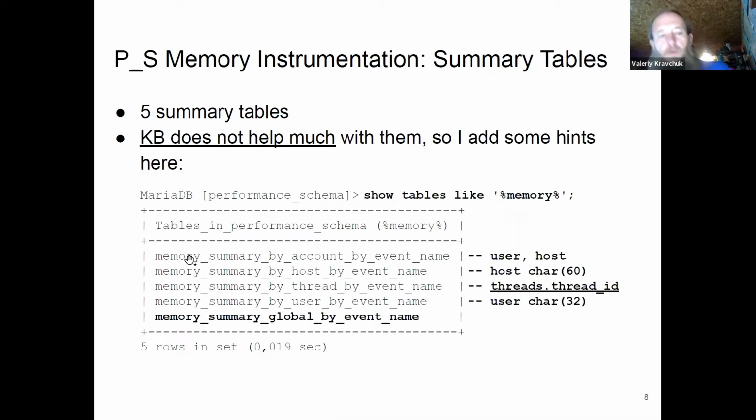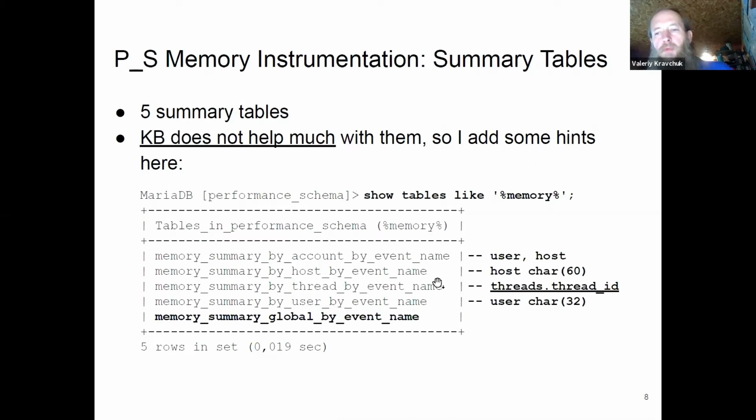It is presented in 5 main additional tables, memory summary. The most important one of them is memory summary global by event name. So for each kind of allocation, we will see how many total allocations of this kind of memory happened, how many times the memory was freed, and all that. We also have this information split into 4 other tables by details. The most interesting one is by thread, so we can see what thread inside MariaDB allocated memory for a specific reason or area.